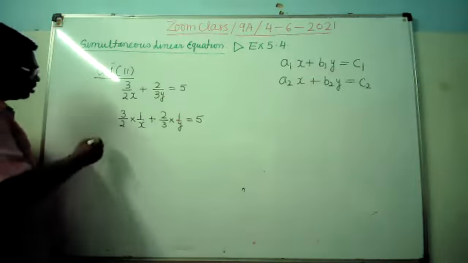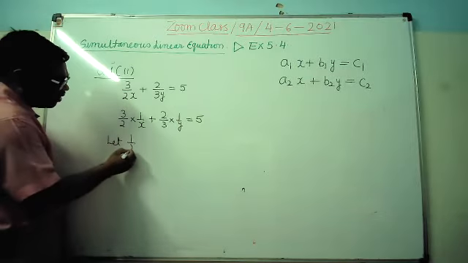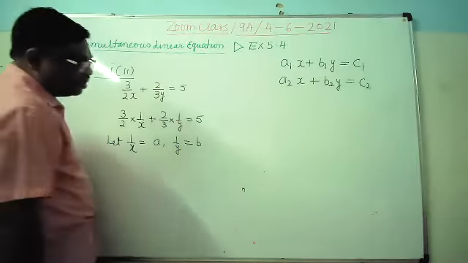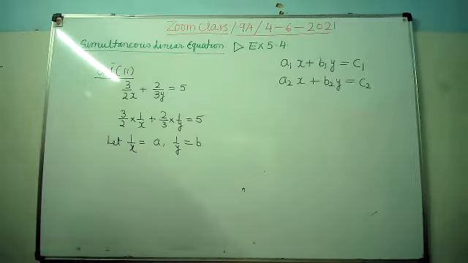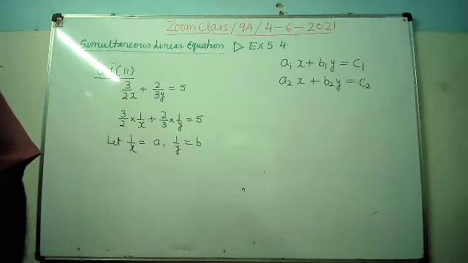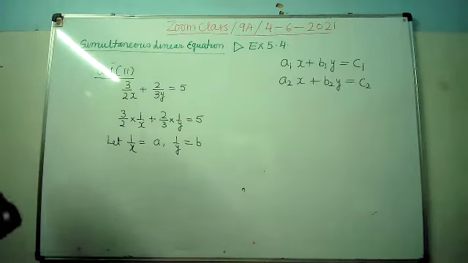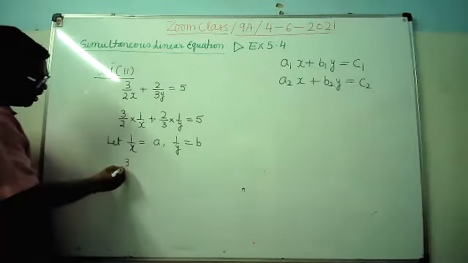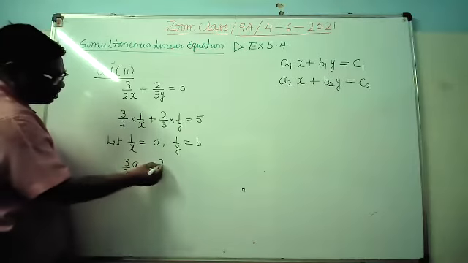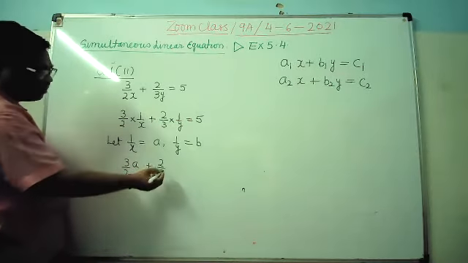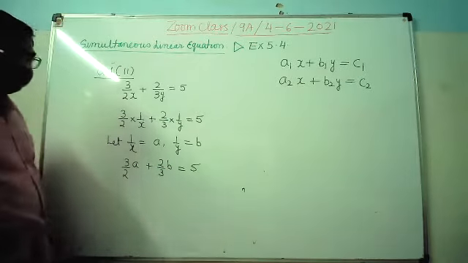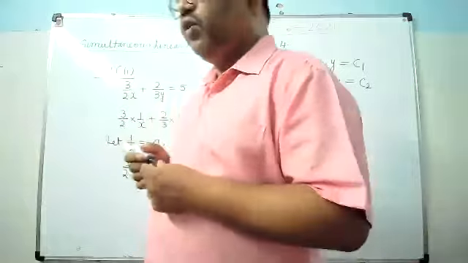Now you make the substitution. Let 1 by x equal a and 1 by y equal b. So what will happen? This equation will become what? This will become 3 by 2 and in place of 1 upon x, plus 2 by 3 and in place of 1 upon y you can write b, equals 5. Now after this what will you do?